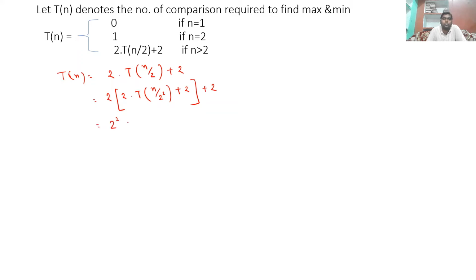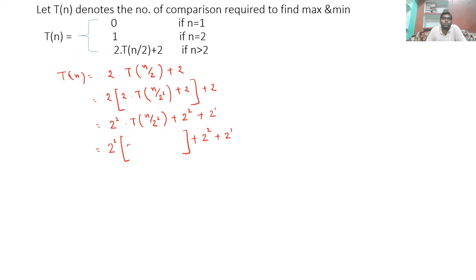2 raised to the power 2 T(n/2 raised to the power 2), plus this 2 will be multiplied with this 2, so 2 raised to the power 2 means 4, and plus this 2, so 2 raised to the power 1. Now see one more term: 2 raised to the power 2, and here the overall substitution part will come, plus 2 raised to the power 2 as it is, and plus 2 raised to the power 1 as it is. So now substitute T(n/2^2).